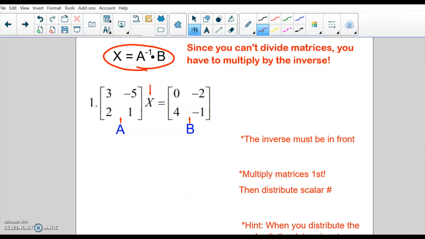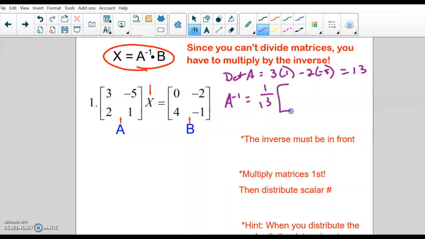So we have to find a determinant of A real quick so that we can find its inverse. So that will be 3 times 1 minus 2 times negative 5. So that is going to be 13. The inverse of A will be 1 over 13 times the rearranged matrix of A: 1, 3, 5, and negative 2. Okay, so there's your inverse.